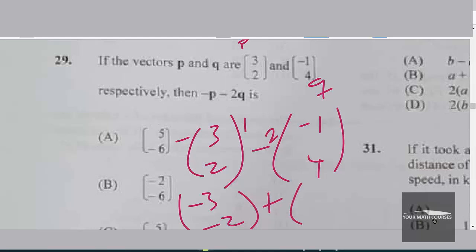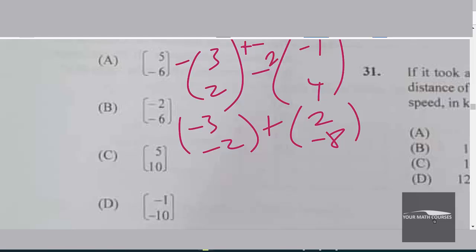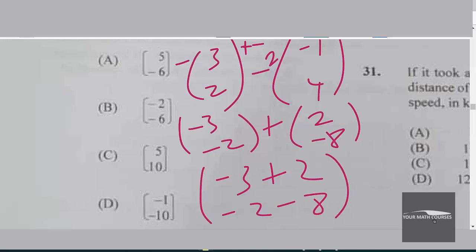Then this is like plus negative 2. So I'm using the negative 2 to multiply what is inside so that it will be left with a plus here. So negative 2 times negative 1 is positive 2. Negative 2 times 4 is negative 8. Then I can now add negative 3 plus 2, then negative 2 and negative 8. And that will be equal to negative 1, negative 10. So option D is correct.